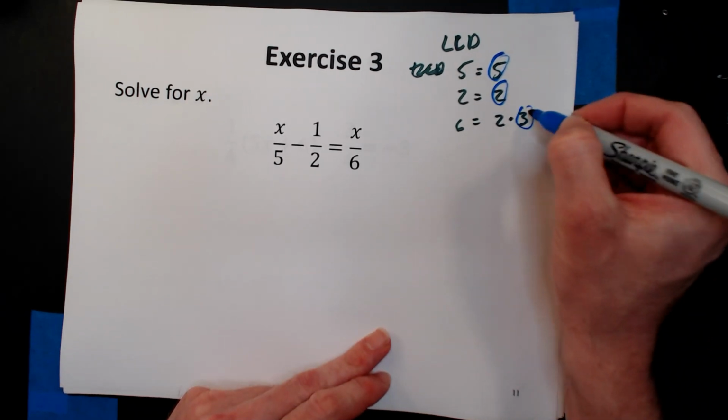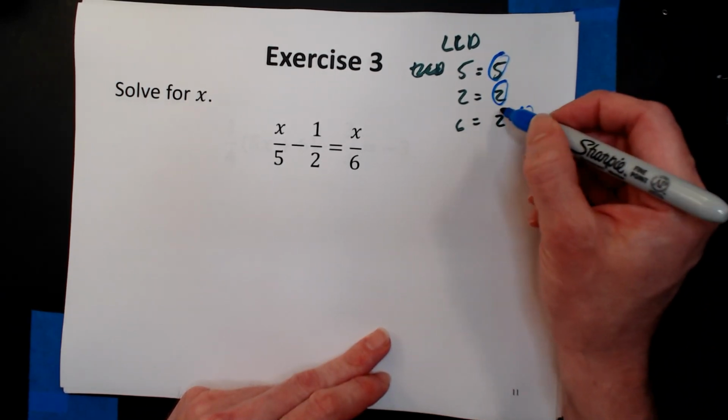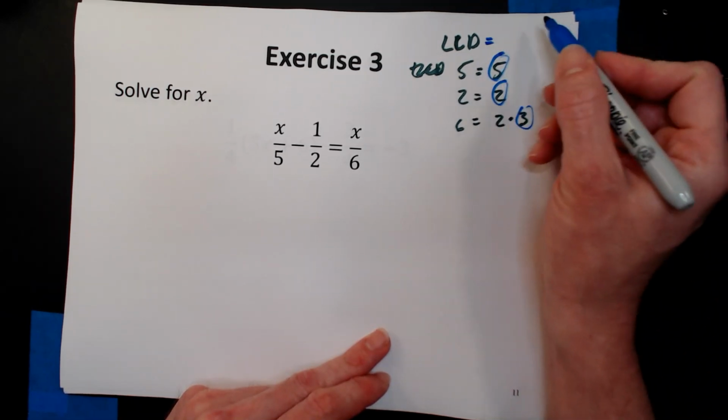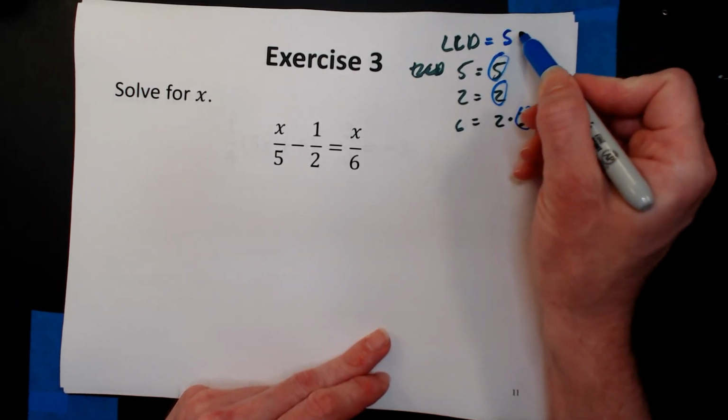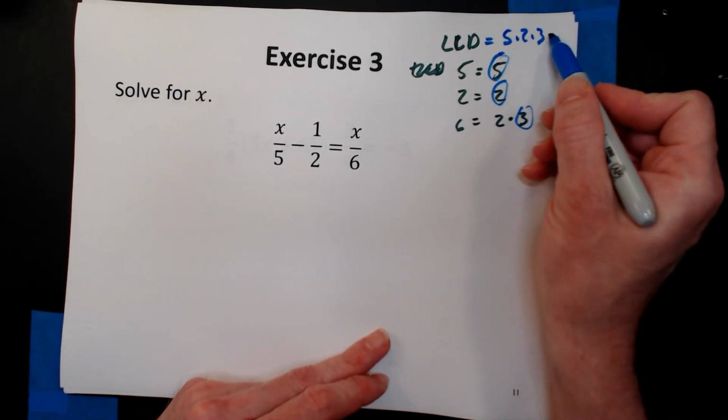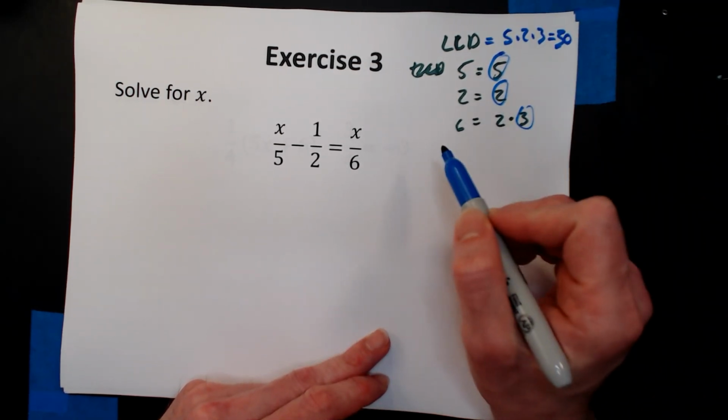2, and 3. Once again, you don't need to select them. I could select the 2 from here as well. Just happen to be like that. So the least common denominator is going to be 5 times 2 times 3, which is going to be 6 times 5, which is going to be 30. Can you all see that up there?